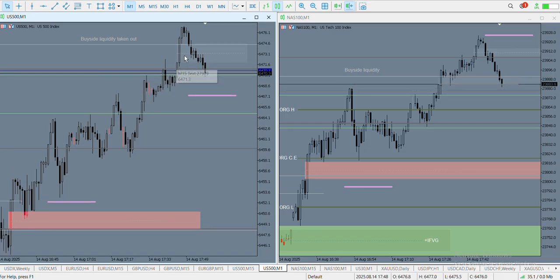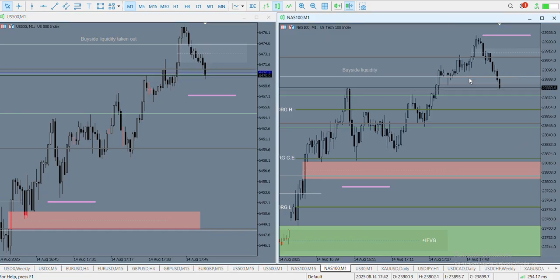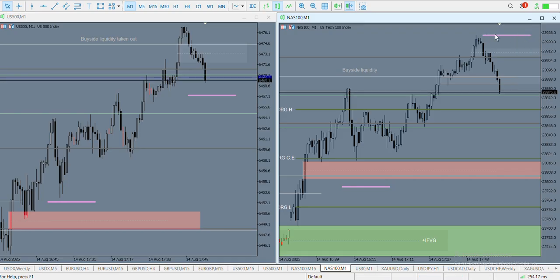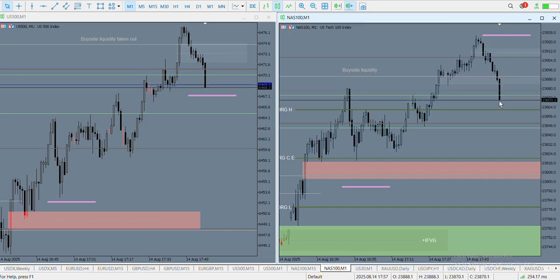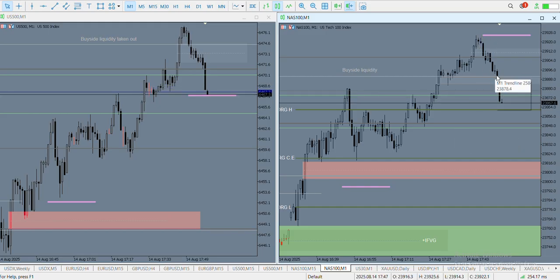So I like the fact that on US 500 we've gone through this inversion fair value gap here. We're trading lower. I like the way it's behaving here. So Nasdaq, we've not really had any retracement into a gap. We've just started moving lower inside this macro here. So we are back into 23,873, back into the opening price. This is the New York session's opening price. This is the midnight New York opening price. So these are very nice and interesting rejections from these highs.